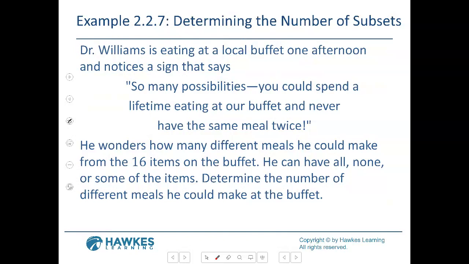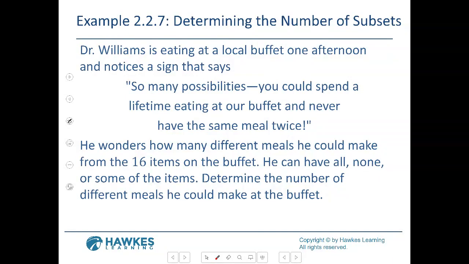All right, so Dr. Williams is eating at a local buffet one afternoon and noticed a sign that says, "So many possibilities. You could spend a lifetime eating at our buffet and never have the same meal twice." He wonders how many different meals he could make from 16 items on the buffet. He can have all, none, or some of the items. Determine the number of different meals he could make at the buffet.